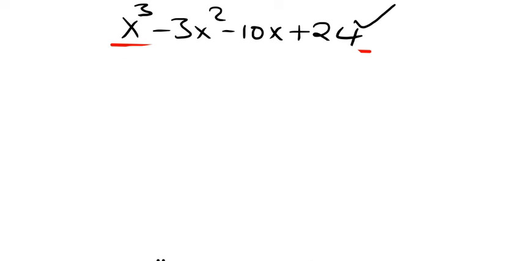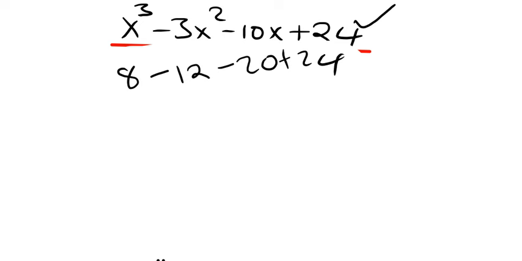Let's try 2. 2 to the power 3 is what? It's 8. Then 2 squared is 4, right? 4 by 3 is what? 12. Then again, if you put a 2 there, it will be 20, plus 24. So -12 plus 20 is what? -32. 24 plus 8 is what? So this is a 0, right?